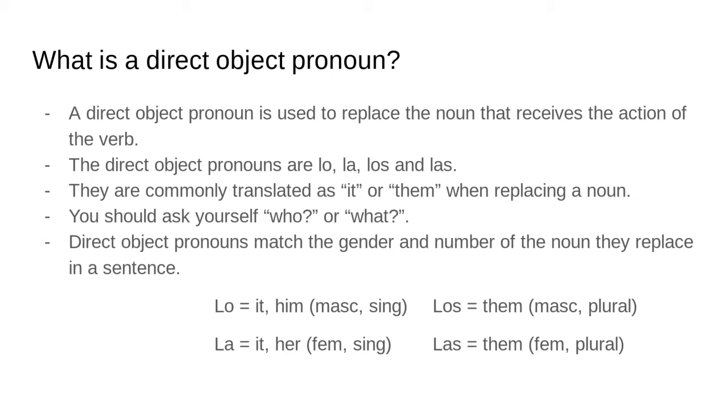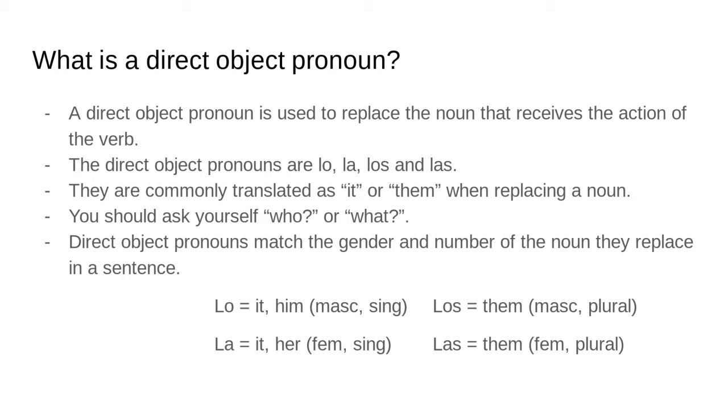What is a direct object pronoun in itself? A direct object pronoun is used to replace the noun that receives the action of the verb. The direct object pronoun options are lo, la, los, and las. They are commonly translated to it or them when they're replacing a noun. You should ask yourself who or what is receiving the action of the verb in order to identify the direct object that needs to be replaced.